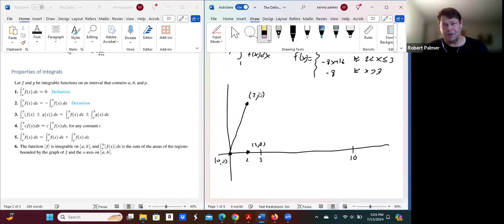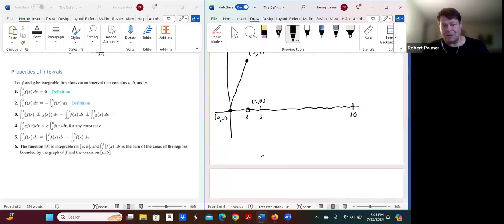I made a mistake. Actually, at (2, 0) it's an open circle, and it goes to (3, -8). This is not going to be the best graph, but you'll get the idea. And then finally, it's a constant. It goes all the way from here to 10, and so that is going to be (10, -8).